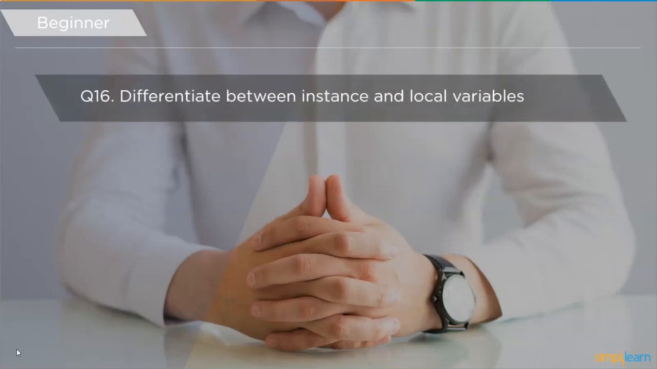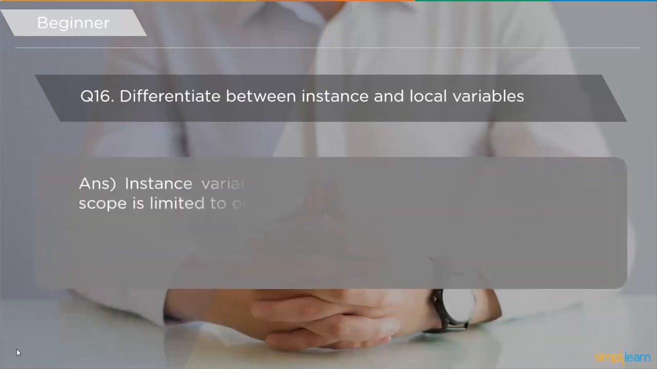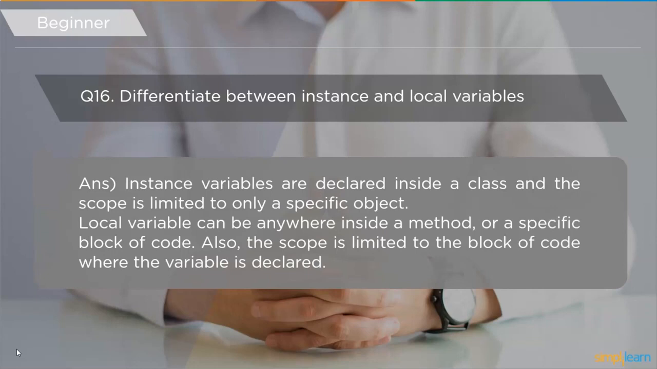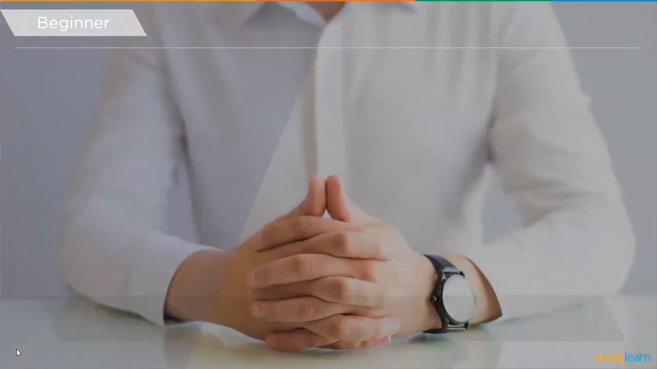Differentiate between instance and local variables. So the answer for this question is really simple. Instance variables are declared inside a class and the scope is limited to only the specific object inside which an instance variable is created. So followed by the instance variable, we have the local variable. So the local variable can be anywhere inside a method or a specific block of code. Also, the scope is limited to the block of code where the variable, that is the local variable, is declared. Now followed by the 16th question, we have our next question.